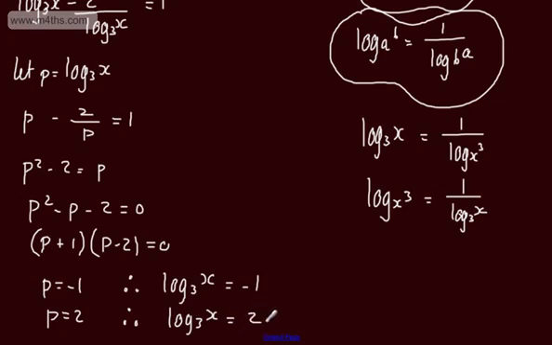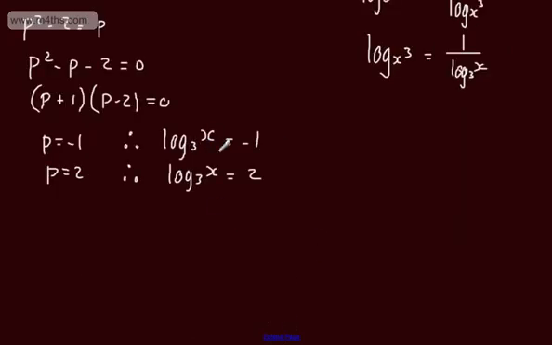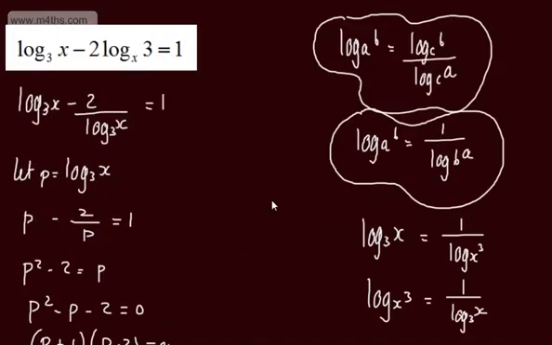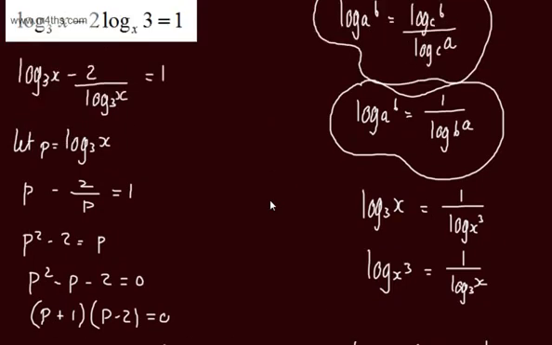So these are possible values. Now we just need to be a little careful here. Let's consider the exponential statement. 3 to the power of minus 1 is equal to x. So therefore x is equal to 1/3. If we look at this one, we've got 3 to the power of 2 is equal to x. Therefore now we've got x is equal to 9. So we've solved it that way. And again, these are both valid solutions. That's perfectly fine to have those.